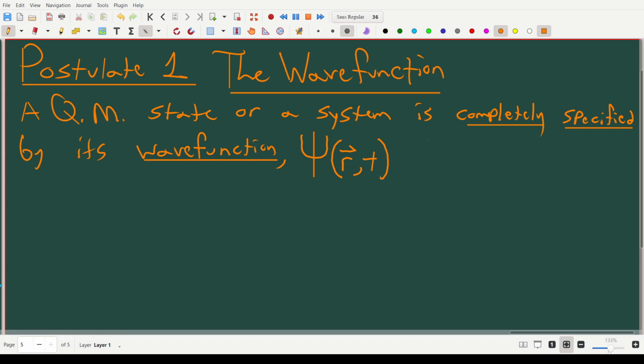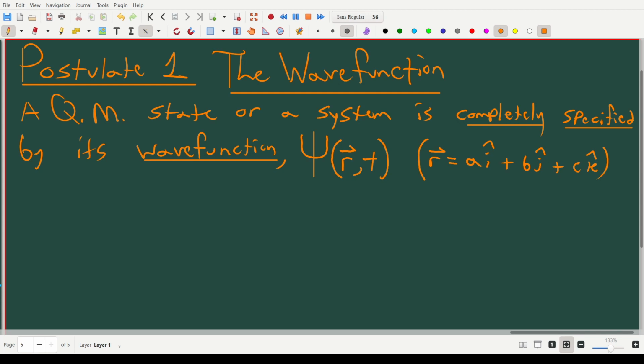And r is a position vector in three-dimensional space, so it's a three-dimensional vector. We'll go to situations that are 1D eventually, because 3 dimensions is hard to work with sometimes. Often we'll do things in 1 dimension to find simplifications. But in general, it's dependent on all 4 coordinates of the universe, which is space, 3 dimensions, and time, 1.